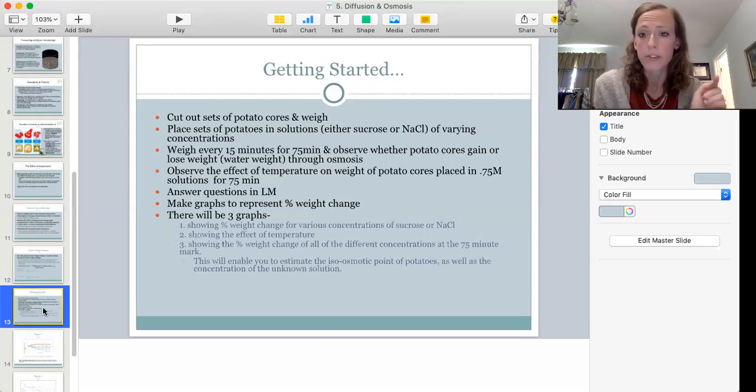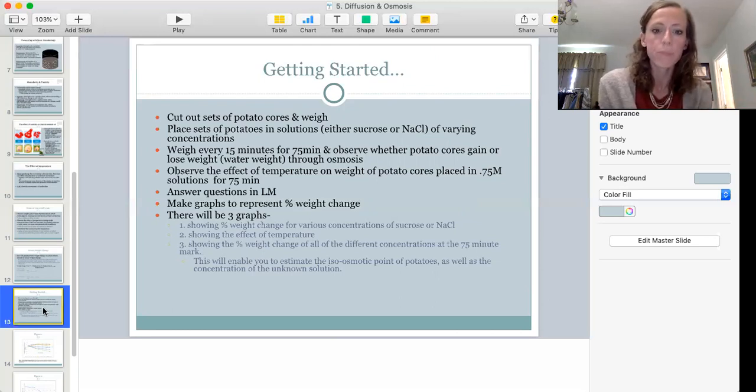So it's going to be 0.75 molar for our hot temperature, which is going to be 40 degrees, our room temperature, which is going to be 23 degrees, and our cold, which is 4 degrees Celsius, okay? All of that's going to be the same concentration. To keep that variable the same, the temperature will be the only thing that changes for that part of the experiment.